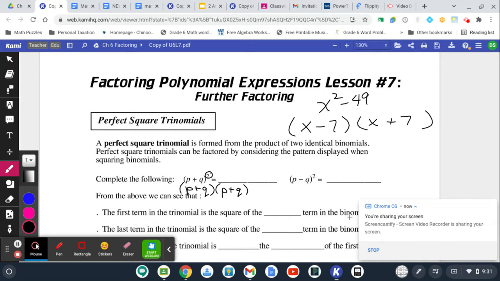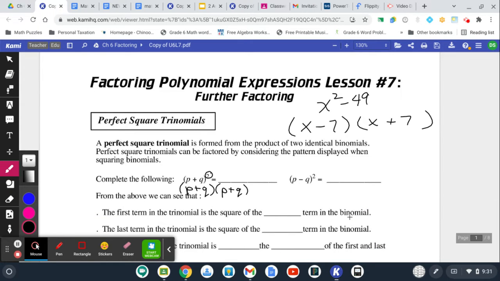All right, we're going to start over. So I'll just repeat what I just said. This is called the difference of squares, what we have right here, right? And when we have x squared minus 49, we know what to do with it.